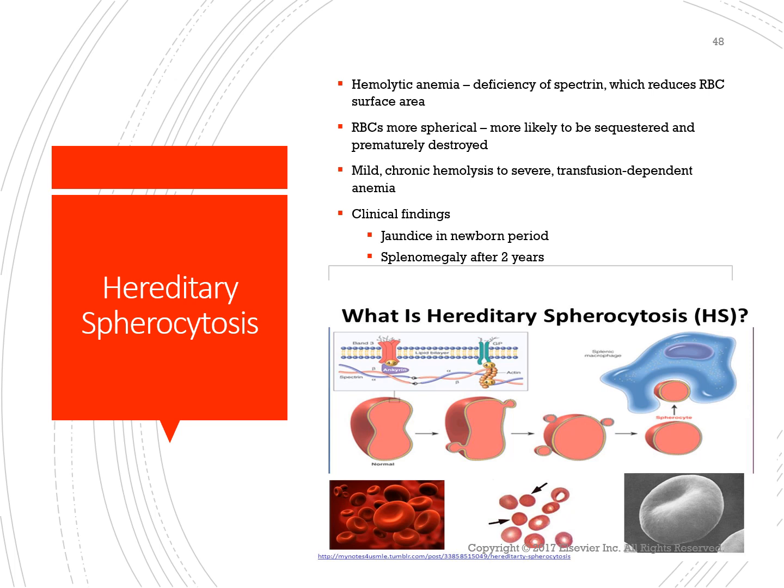Mild chronic hemolysis to severe transfusion-dependent anemia is what we're going to see. Clinical findings, jaundice in the newborn period, and that's because those red blood cells are being prematurely destroyed. So there's a high level of jaundice associated with a high level of red blood cell destruction. And we will usually have some splenomegaly after about 2 years.